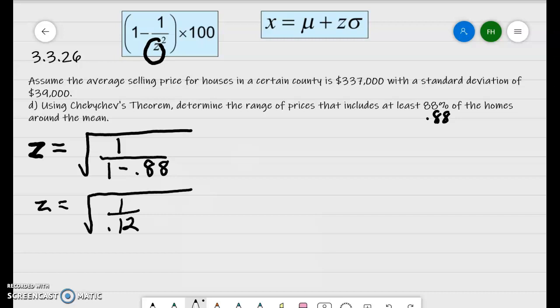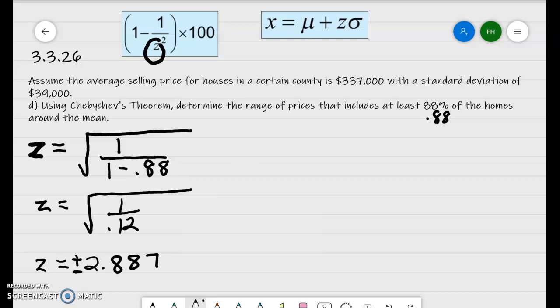Let me put this in the calculator. Okay, so we should have 1 divided by 0.12, and the square root of that would be a long decimal. If you look on view an example and go through the example on the MyLab homework, you will see that when they did the Z-score here, they rounded to the third decimal place. So if you didn't do that, that may be where the issue is. So if you round to the third decimal place here, you would get 2.887. So 88% of the homes would mean a Z-score of about 2.887, and that is positive and negative.